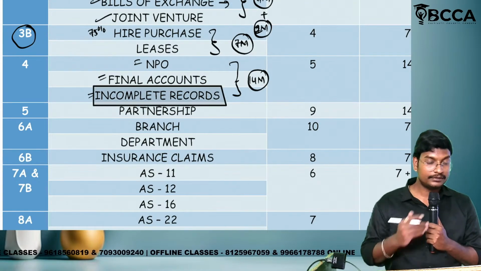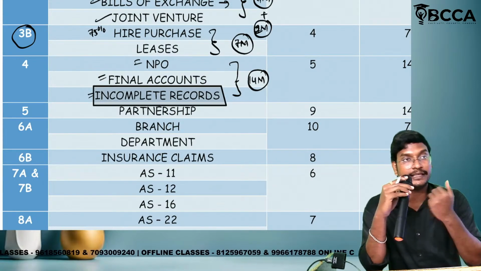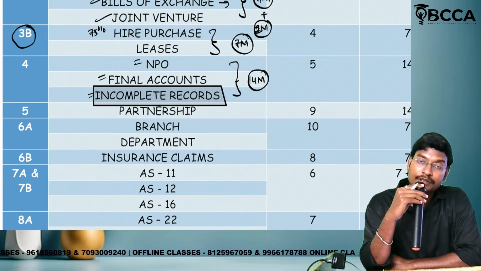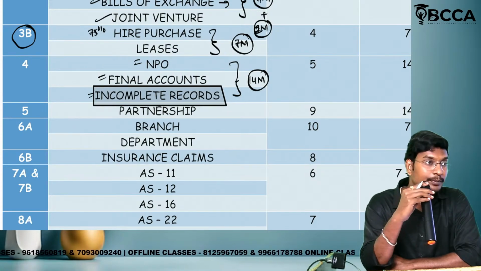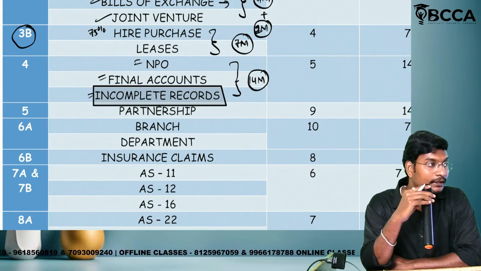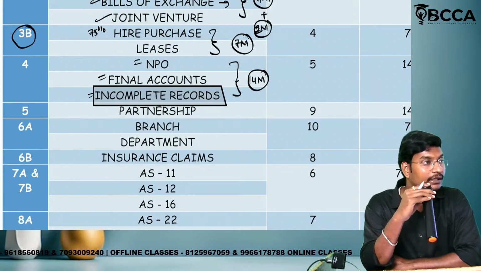If you observe the 3 attempts before, the past papers, they are giving incomplete records. We should not take the choice. They may ask NPO also, or they may ask final accounts. So we confirmly cannot say this topic only will come in the examination.